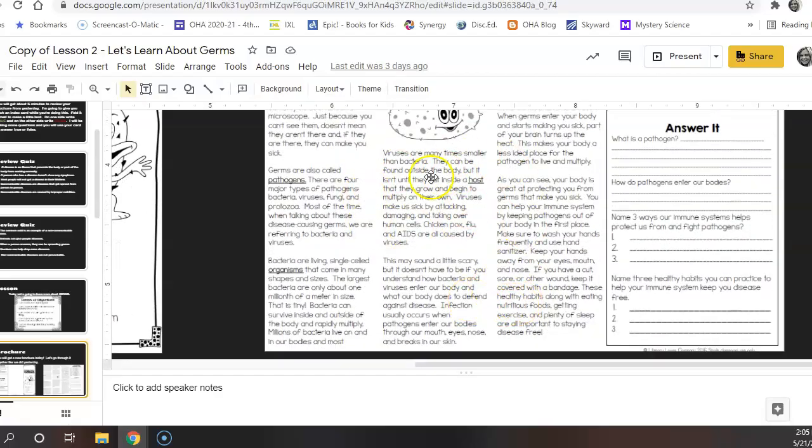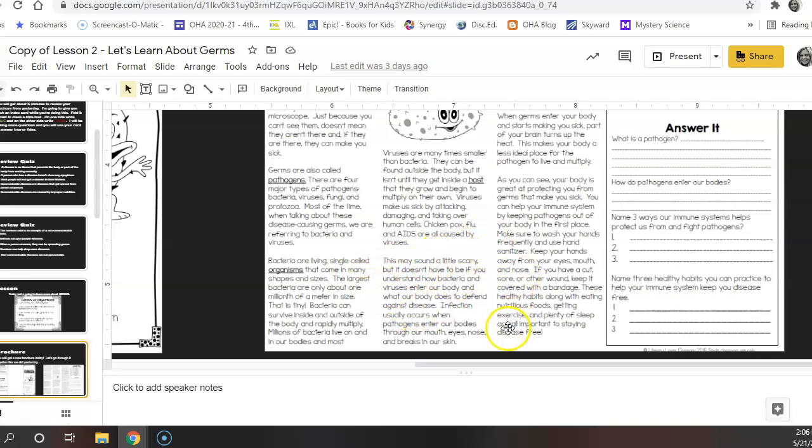Viruses are many times smaller than bacteria. They can be found outside the body, but it isn't until they get inside a host that they grow and begin to multiply on their own. Viruses make us sick by attacking, damaging, and taking over human cells. Chickenpox, flu, and AIDS are all caused by viruses.